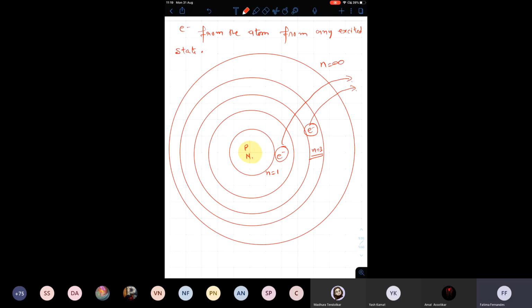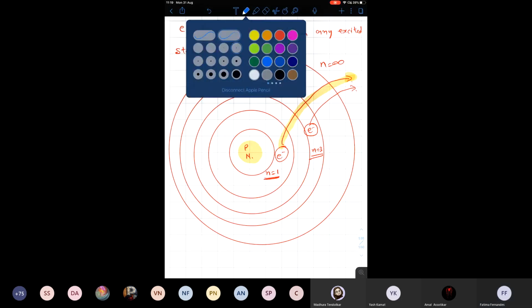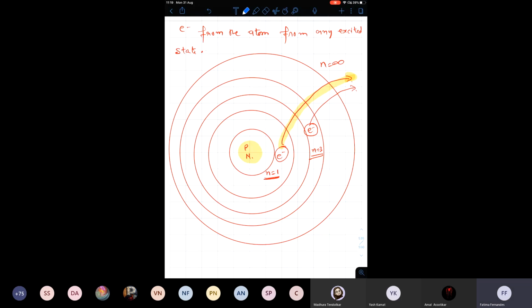I have said that you can see these orbits up to n equal to infinity, right? You can see the figure, right? So if your electron is present in the ground state and you want to throw it out of the atom, what energy do you have to apply? Ionization energy. But if your electron is not present in the ground state, it is present somewhere else.